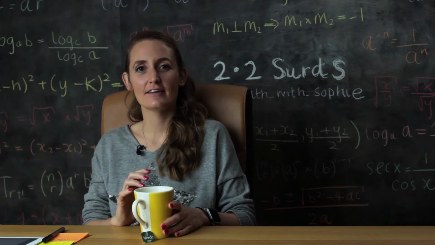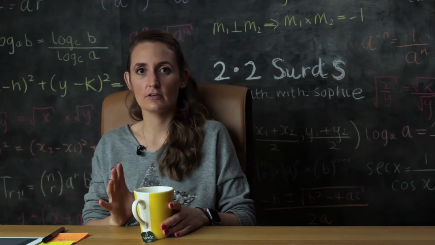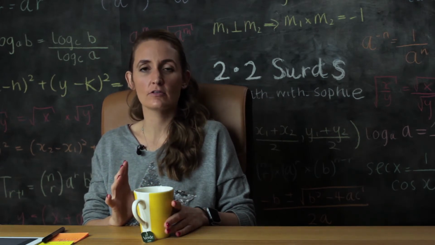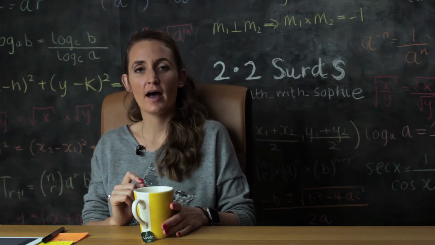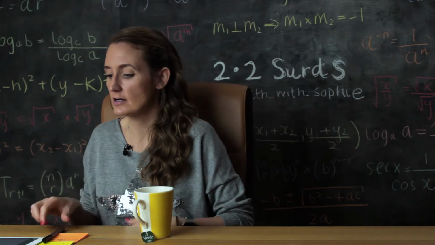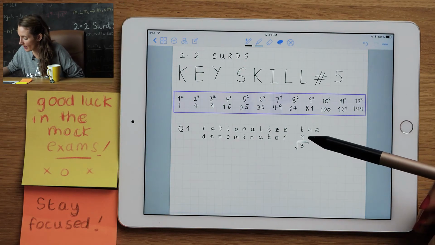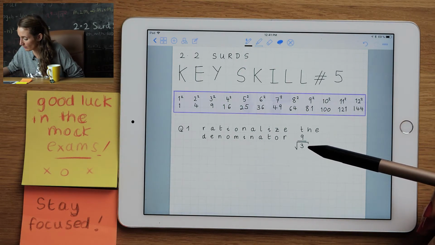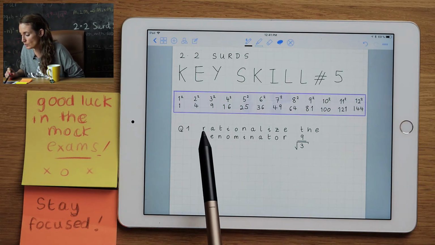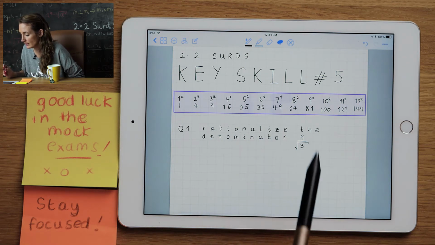We're on the last key skill now, key skill 5 for surds. We're going to look at how to divide surds, or how you should proceed when you have a fraction containing surds. So in this example, we have 9 divided by square root of 3. And the question asks us to rationalize the denominator.